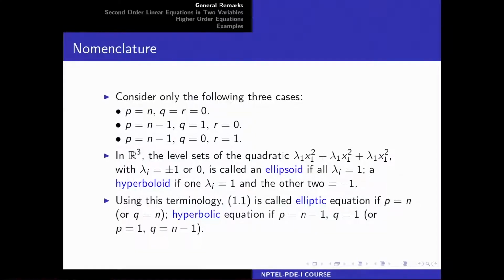So, in the previous class, considering the second order PDE with constant coefficients, we classified them as elliptic or hyperbolic depending on the number of positive eigenvalues of the coefficient matrix A.